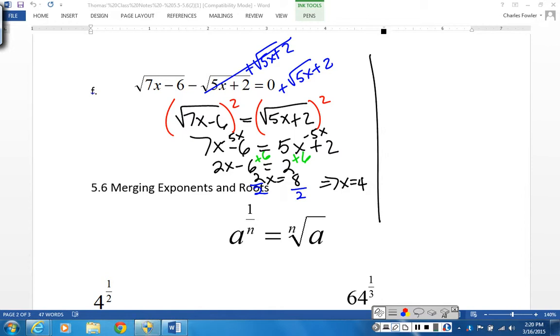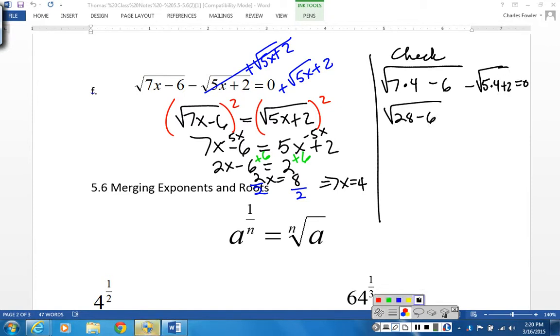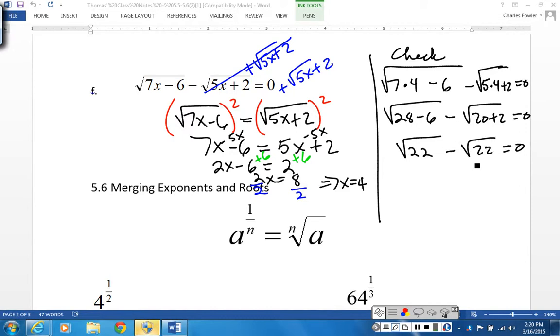What you do, again, you need to go back and check to make sure. Radical 7 times 4 minus 6 minus radical 5 times 4 plus 2, does that equal 0? That's 28 minus 6, 20 plus 2, equals 0. 28 minus 6 is 22. Minus another radical 22. 0 equals 0. So it checks out.